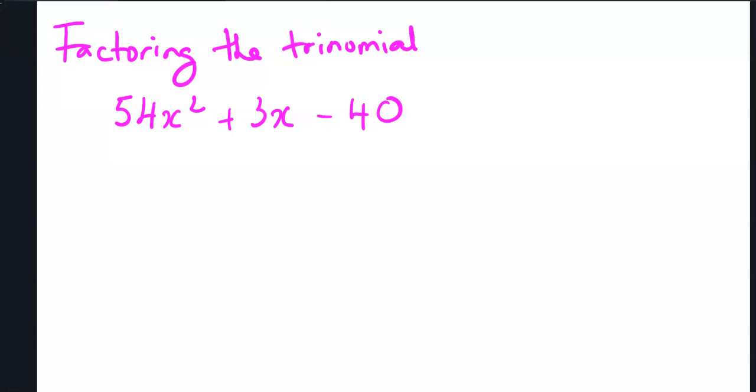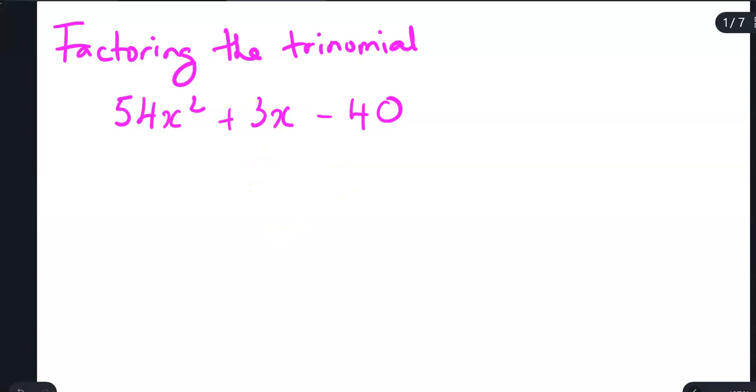Hello everyone. In this video, I would like to go over factoring the trinomial 54x squared plus 3x minus 40. I mentioned in a previous video that I would create a video on factoring this trinomial using the quadratic formula. It is not a quadratic equation, but we treat it as a trinomial in terms of a quadratic, and we borrow the quadratic formula to pull out two factors for this expression.